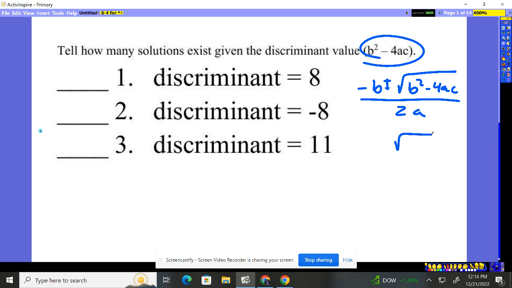Now, think about it. If underneath that square root I end up having a negative, can you really take the square root of a negative? No, it's going to be an error. So there's not going to be any solutions there if you have a negative there.